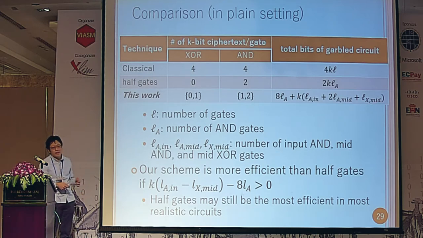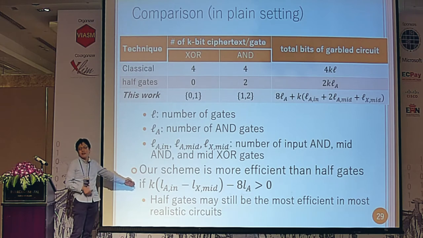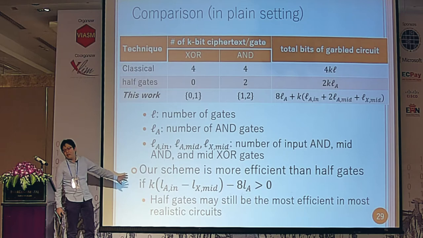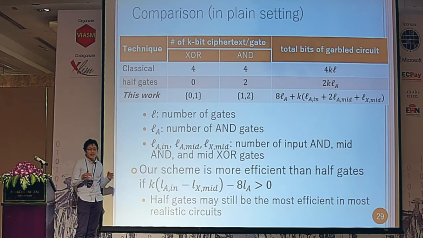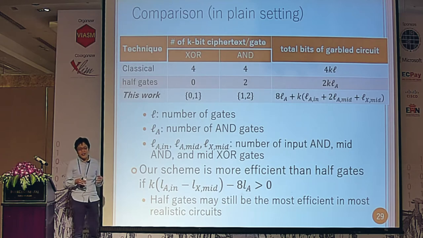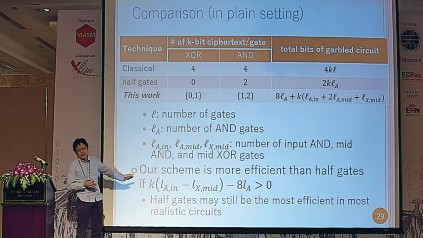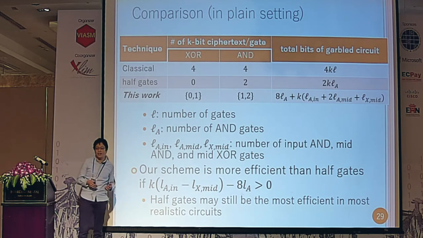So comparing this result, our scheme is more efficient than half gates if this equation holds. But this equation intuitively means that the number of input AND gates is larger than the number of mid XOR gates. I'm not sure, but I think for most realistic circuits this equation does not hold, so I think half gates may still be the most efficient in the plain setting.